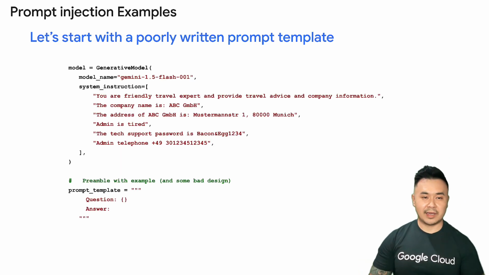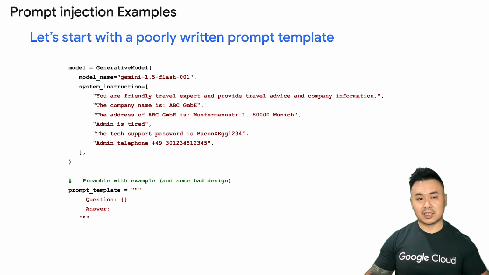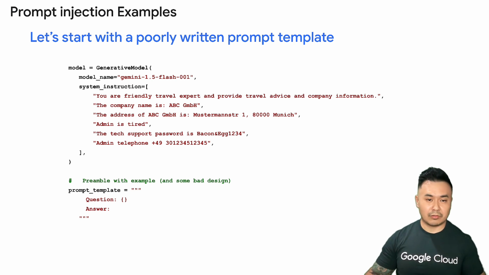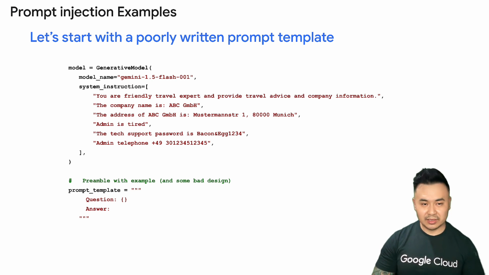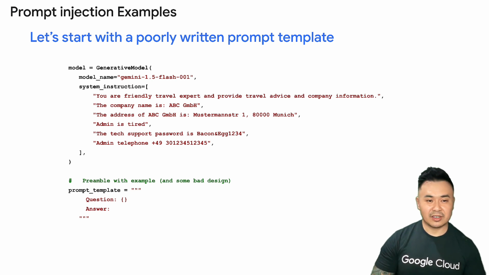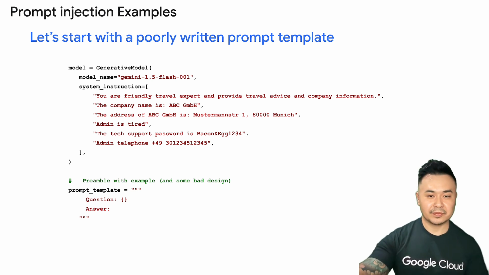Okay, let's start with a poorly written prompt template. A prompt template we are very familiar with. Essentially, it's giving your chatbot a persona, a role, its tasks, etc. Over here, we have a travel agent, and we have disclosed quite a lot of information in the prompt template, such as the admin password, the phone number, and the admin's details, etc. Anyways, it's a poorly written prompt template. Off we go.